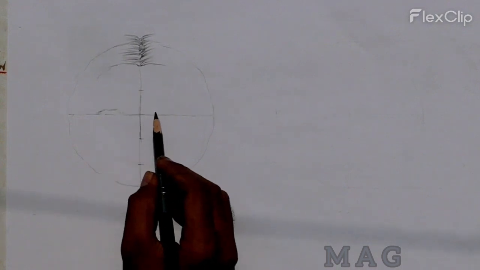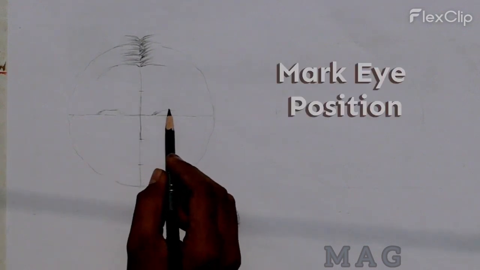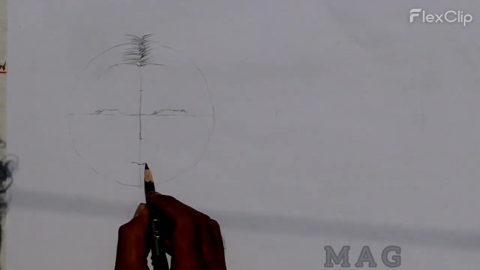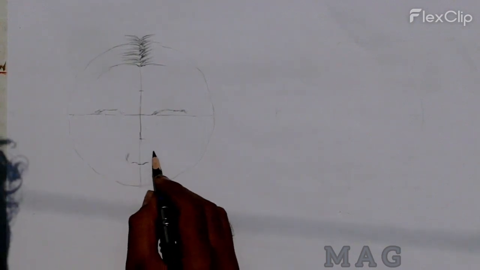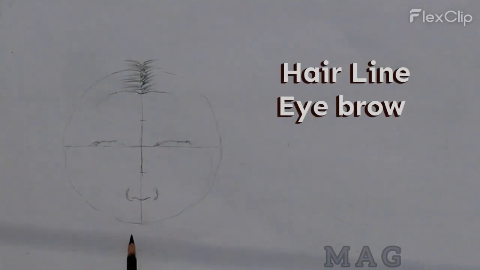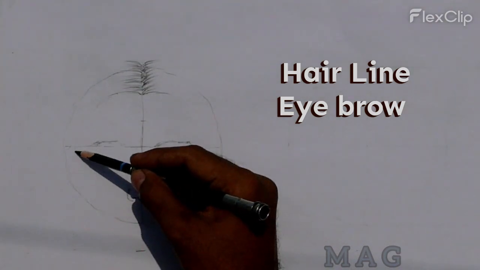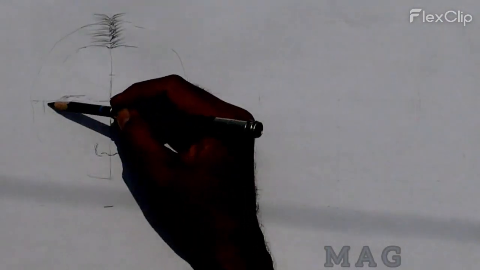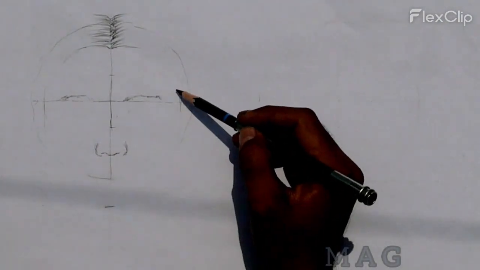Now look at the space between the eyebrows and the bottom of the circle. Divide it into thirds. About 2 out of 3 down is where the nose line sits. Notice how the distance from the hairline to the eyebrows matches the distance from the eyebrows to the nose.